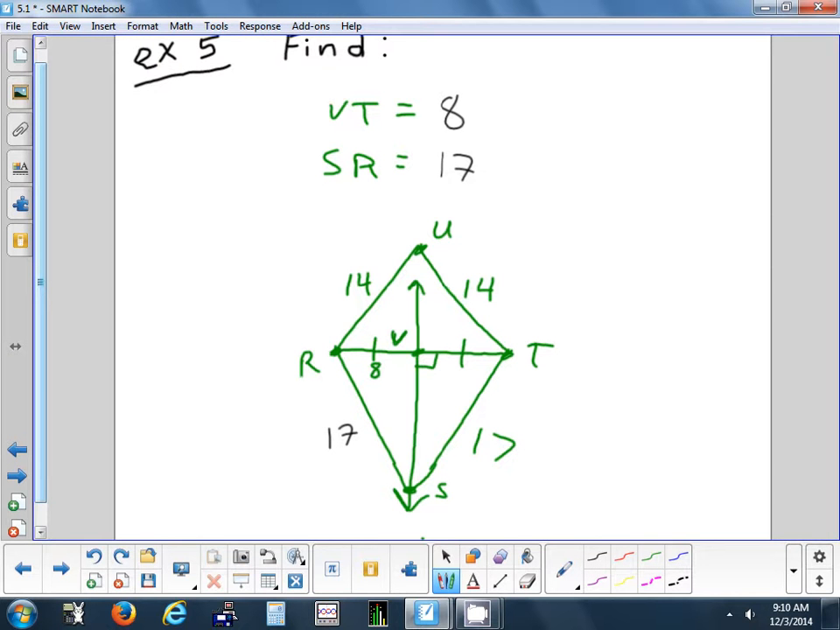Now, what if I asked you to find the length of VS? You could. How would you do it? You'd use the Pythagorean theorem. Exactly. Yep. We're not going to do that here, but if they wanted it, you could.